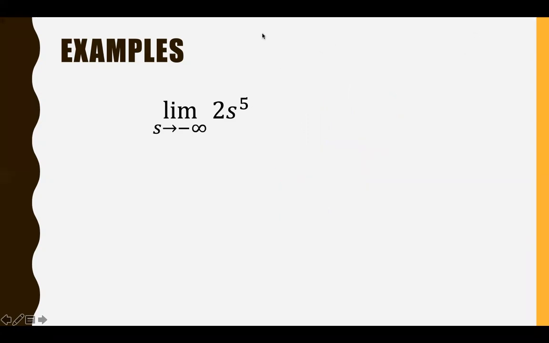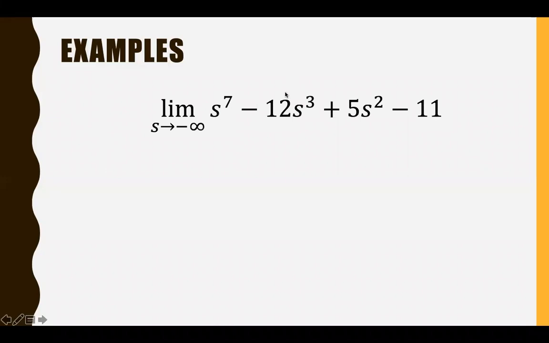Let's proceed to the next example, which is this. The limit of our polynomial function s to the power of 7 minus 12s cubed plus 5s squared minus 11 as s approaches negative infinity. If you solve this, as mentioned, you can just consider only the leading term. The leading term here is s to the power of 7 because it's the one containing the highest exponent. So negative infinity and an odd number. So the answer for this is negative infinity. Always remember that, the last thing on the theorem we had earlier.